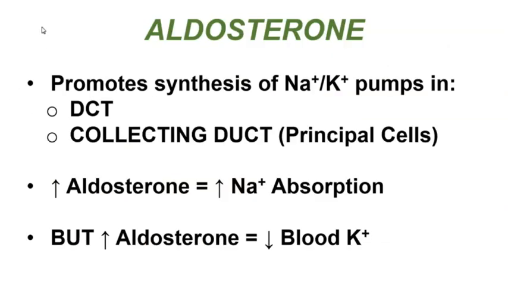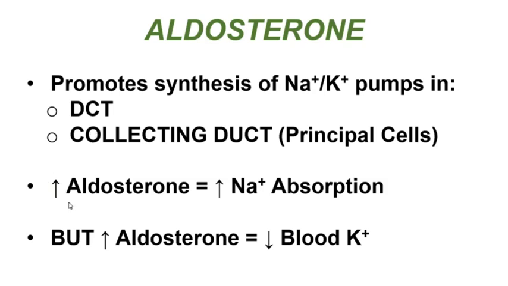So let's look at the effect of aldosterone. Recall that aldosterone works by affecting sodium reabsorption. So aldosterone controls sodium reabsorption. First I should mention where it's released from. Aldosterone is primarily released from the adrenal gland. And when it is released, it promotes the synthesis of sodium-potassium pumps in both the distal convoluted tubule and the principal cells of the collecting duct.